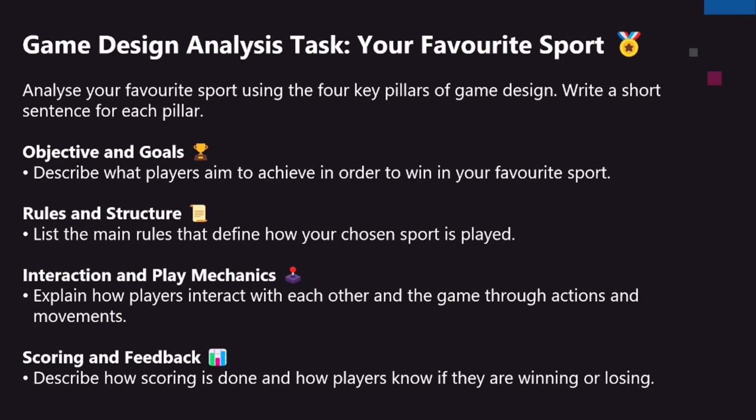We want you to pick your very favorite sport and then analyze it using the 4 key pillars of game design. We want you to write just a very brief sentence for each pillar. These pillars being objective and goals, rules and structure, interaction and play mechanics, and then finally scoring and feedback. And we've given a little bit of detail of how you can actually do this under each one of those pillars as well. So what we're going to do now, folks, is we're going to pause and give you the opportunity to take on this challenge.